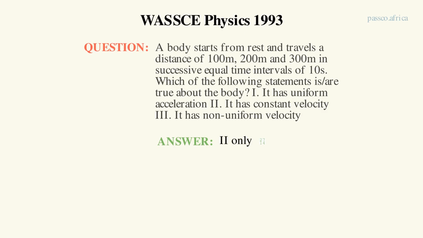A body starts from rest and travels a distance of 100 m, 200 m and 300 m in successive equal time intervals of 10 s. Which of the following statements is/are true about the body? 1. It has uniform acceleration. 2. It has constant velocity. 3. It has non-uniform velocity. Now, try it yourself.